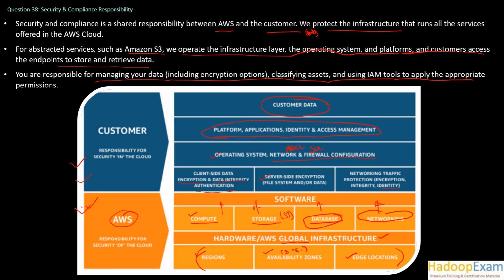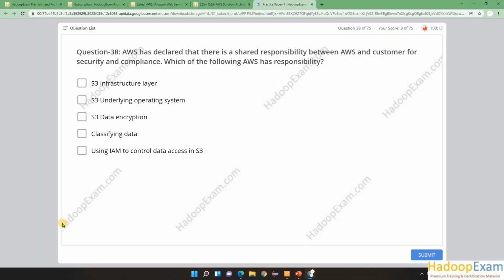There is a high chance you get questions on that in your real exam. So let's go to the options available. What is the S3 infrastructure layer? Who is responsible for that? As we read, it's Amazon. S3 underlying operating system, who is responsible for that? Amazon, we read it. But the encryption of data in S3, who is responsible? You are responsible. You can use keys provided by Amazon, but still you are responsible for doing this.